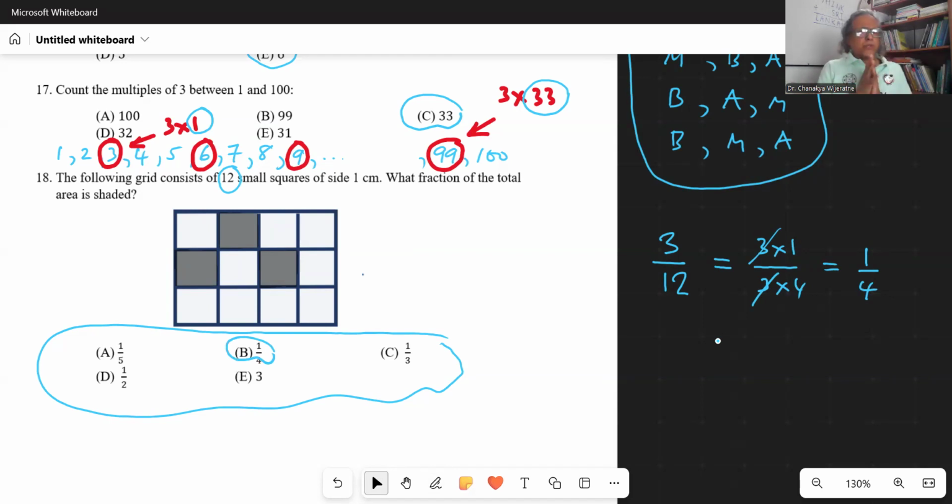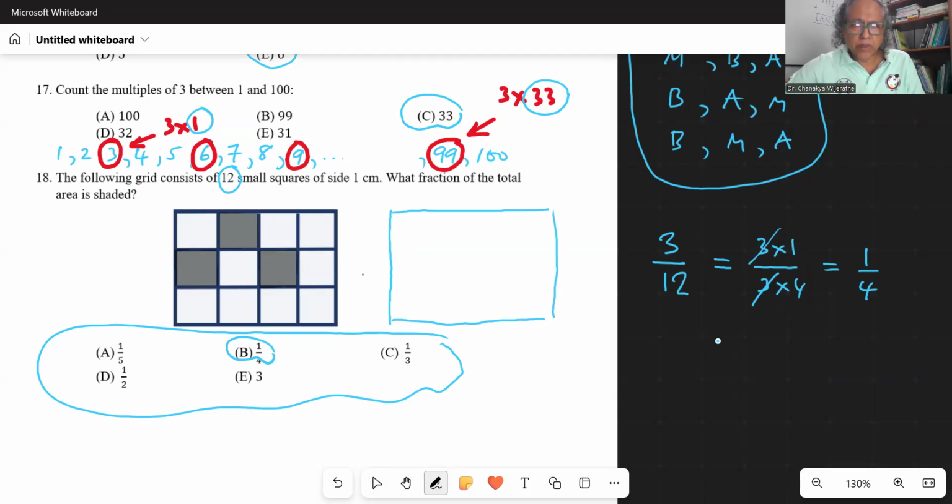Now, as mathematicians, we can think differently. How about we rearrange these squares? Because 3 squares are shaded, does it matter which 3 are shaded? What do you think? I think it doesn't matter. As long as 3 squares are shaded, it doesn't matter.